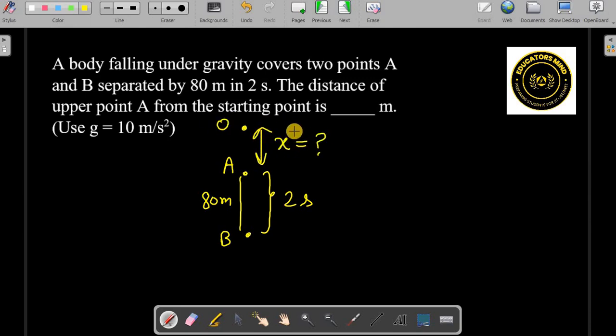Body falling under gravity, so initially you would have started with 0 speed, right? Because generally it is a case where it is dropped. So when the body is dropped, initial speed is 0. Initial speed u is equal to 0. Now in 2 seconds it is covering this. Here some velocity will be there, here also some velocity will be there, right? So we need to calculate x, but we don't know what the speed is.